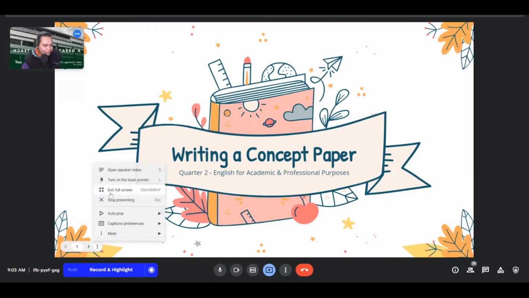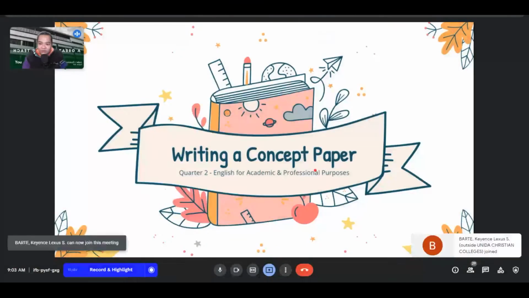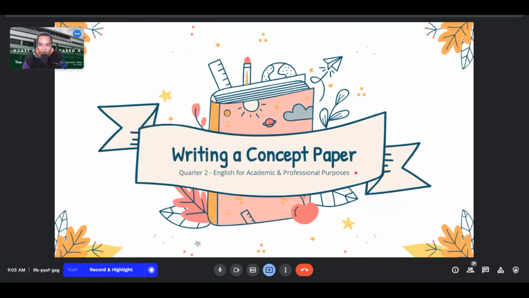Sorry, laser pointer. So today we're going to talk about writing a concept paper. A concept paper is part of the various academic papers that we are learning about this semester, and it's the last of the academic papers that we're going to learn about.